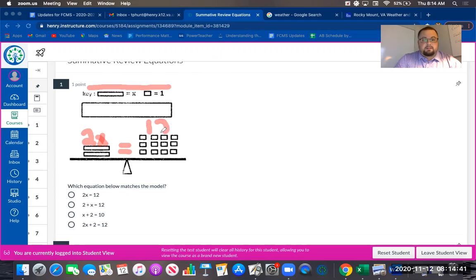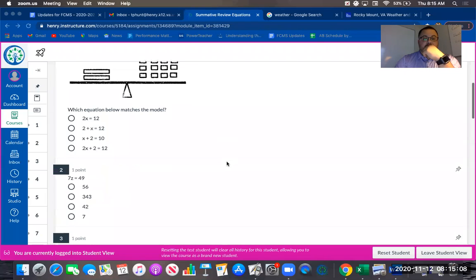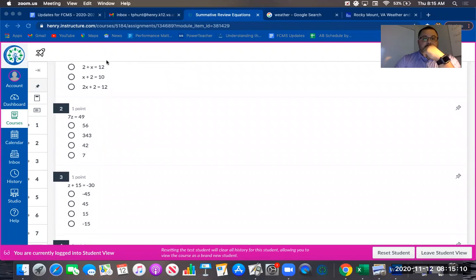So 2X equals 12. Now we got to make sure if it's wanting us to either solve it or if it's just wanting us to match the equation. And as you see here, it says which equation below matches the model. So you're not actually solving it, you're just matching the equation that's represented up here. So again, for these models, please look at your key. The key is very important in making sure you get that answer correct.